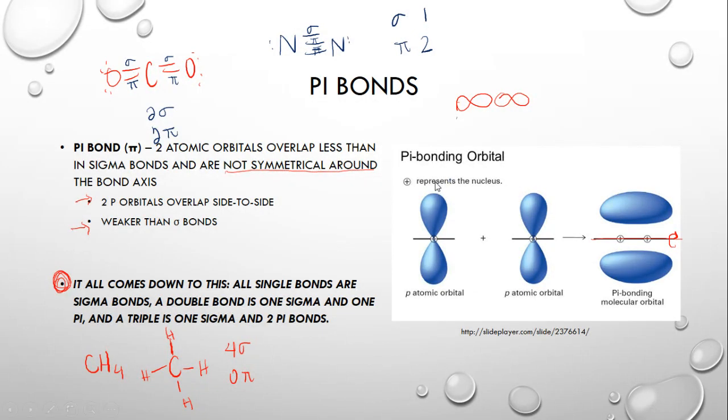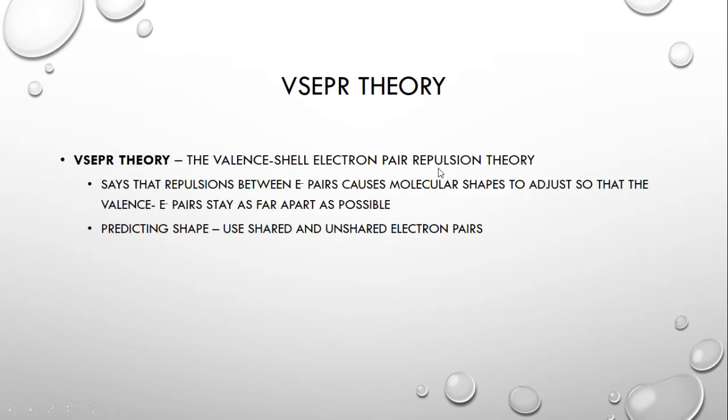Okay, other than looking at sigma and pi bonds, we really need to look at VSEPR theory. It stands for the valence shell electron pair repulsion theory. That's where we come up with VSEPR theory, but I pronounce it VSEPR. It's what I was taught. Valence shell electron pair repulsion theory says just that.